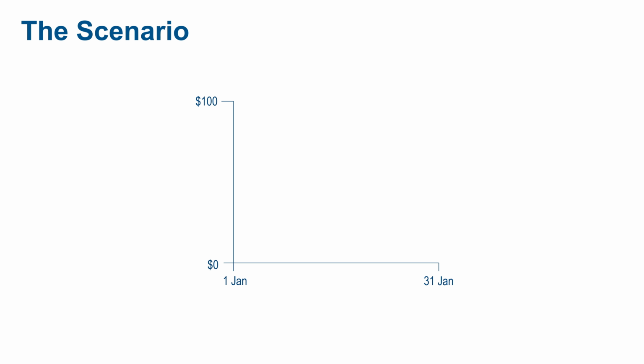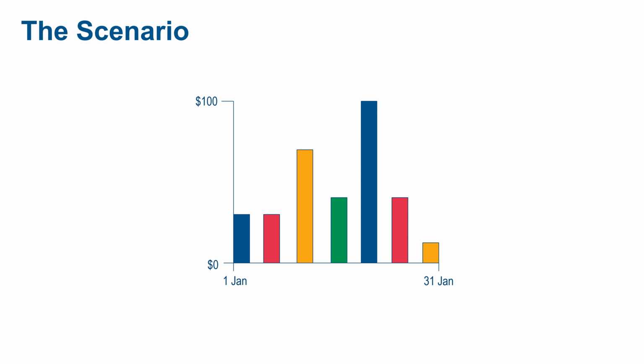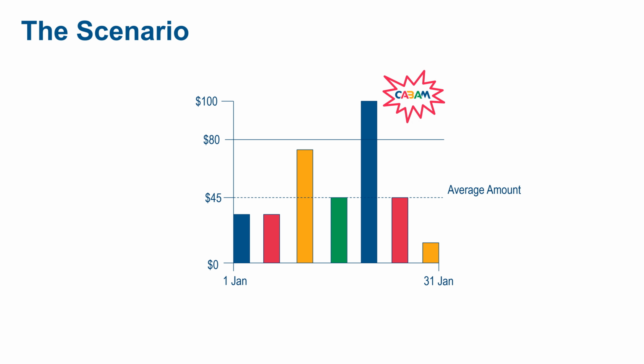I've got the 1st of January to the 31st of January, and I've made various payments to suppliers between $0 and $100. Now, the average amount that we've paid is $45, and we say anything above $80 would constitute an outlier. So we set the threshold at $80, and in this case, CABAM will pick up that this purple transaction is perhaps an outlier and it needs to be investigated.